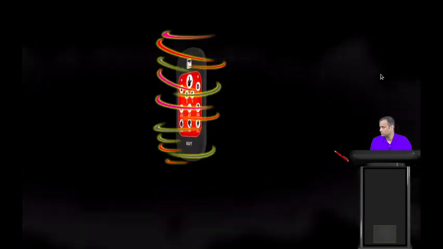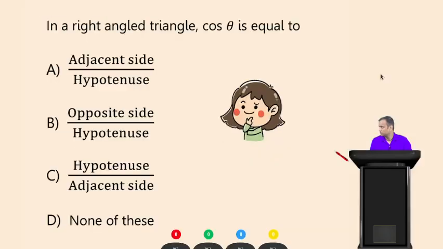Okay students, again question time. In a right angle triangle, cos theta is equal to, and your time starts now. Give the answer. Cos theta is equal to adjacent upon hypotenuse, opposite upon hypotenuse, or hypotenuse upon adjacent.